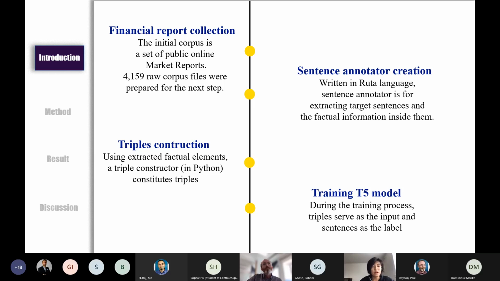Next, we fine-tuned the T5 model with extracted sentences and their corresponding triples. During this process, triples serve as the input and sentences as the label. It is notable that we didn't put too much work on fine-tuning the T5 model, since our object is to evaluate the formalism of our data.